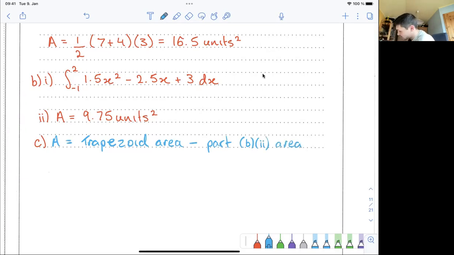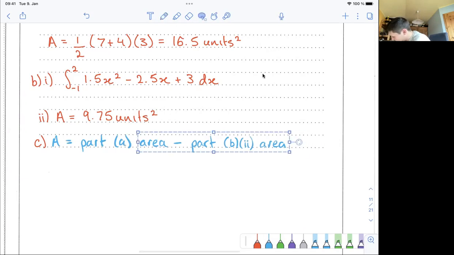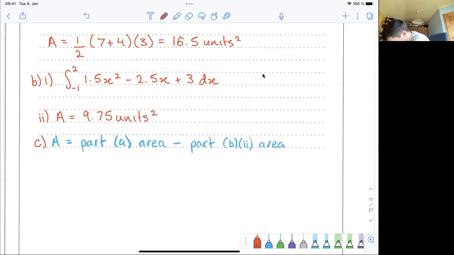And in fact, how about we change trapezoid area to being just part A area? Cool, let's write that in, part A area. Sweet, and then that would give us our answer. So let's bring this down. A is equal to 16.5 subtract 9.75, and we will find that to be equal to 6.75.